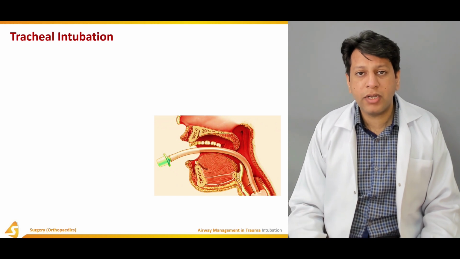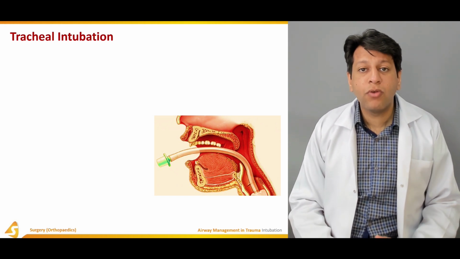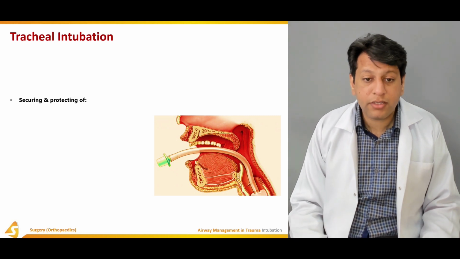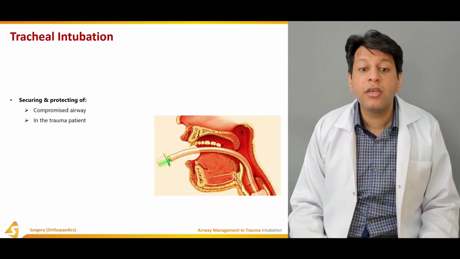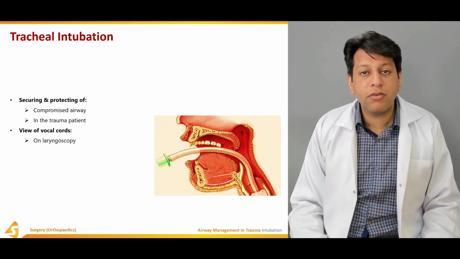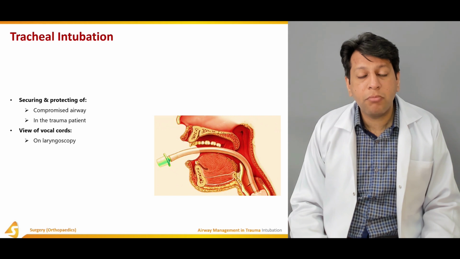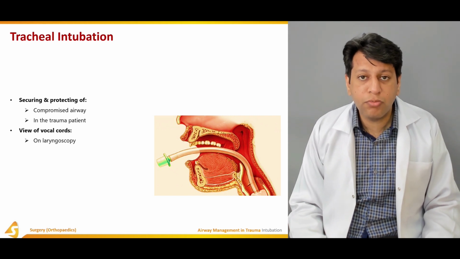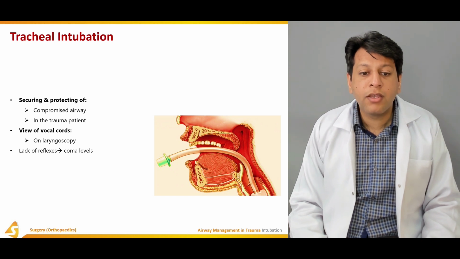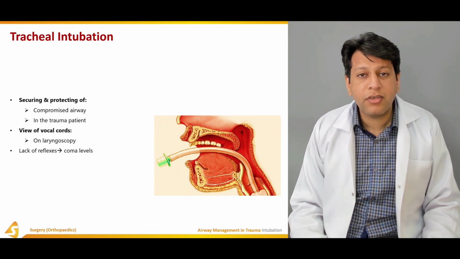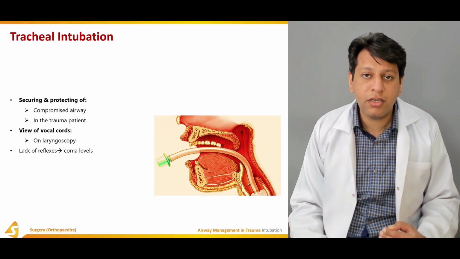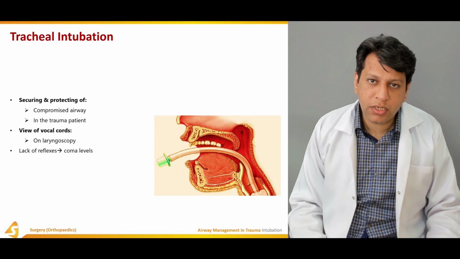basically ventilate the patient, and then by this time pass the ETT, which is actually securing and protecting a compromised airway in a trauma patient. Usually ETT can be only passed by use of endotracheal tube or by use of laryngoscopy. The important point is, in a normal person, if we're going to pass an ETT, usually a gag reflex would be initiated.